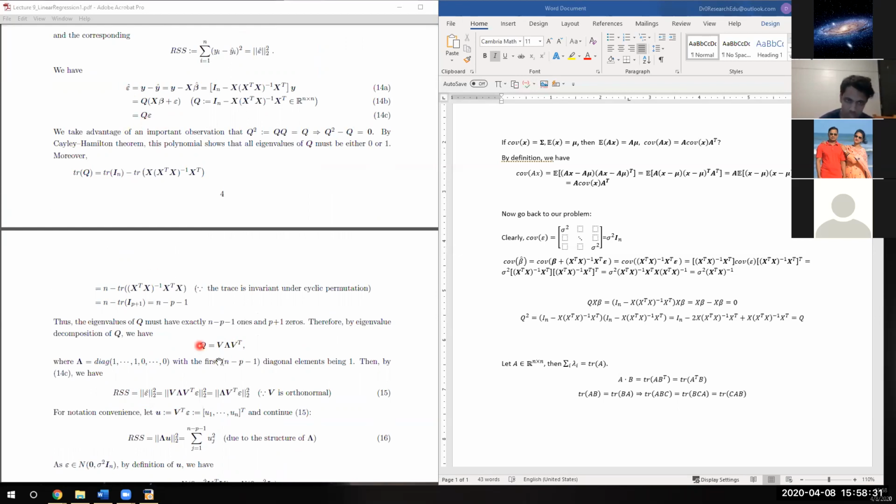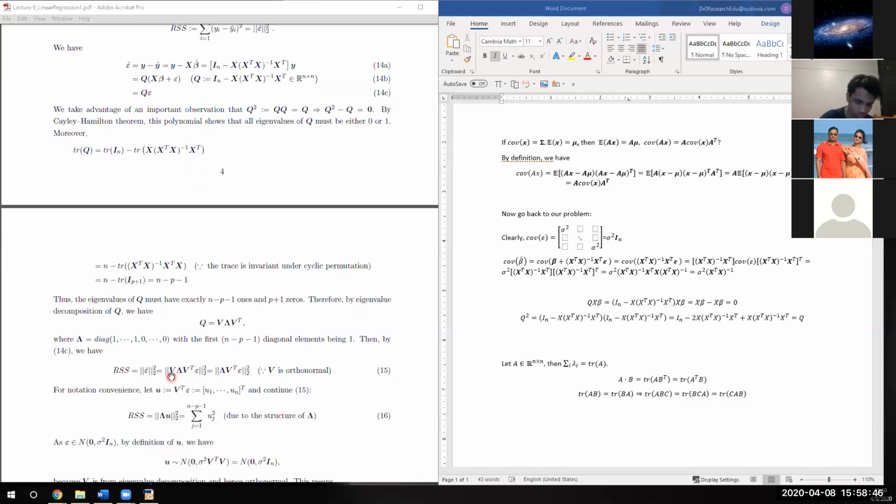So Q equals what? Q equals V lambda V^T. Okay, so we just plug in. So epsilon hat equals Q epsilon, which equals V lambda V^T epsilon. Now, because V is a unitary matrix, unitary matrix means orthonormal or orthogonal matrix, okay?